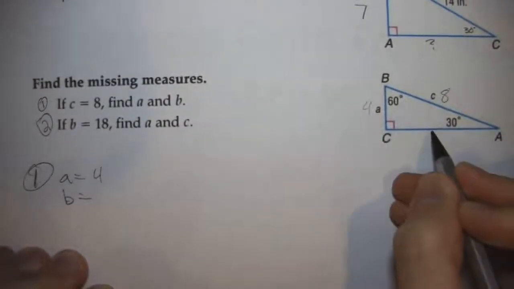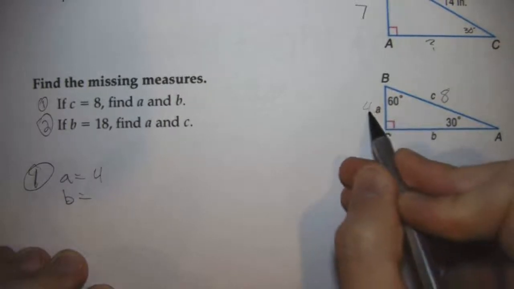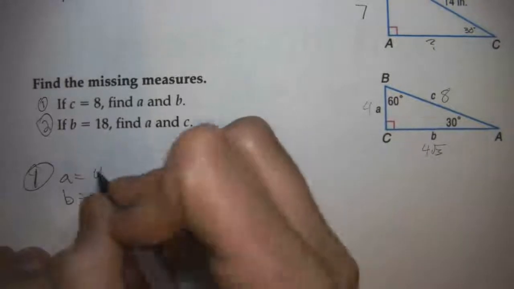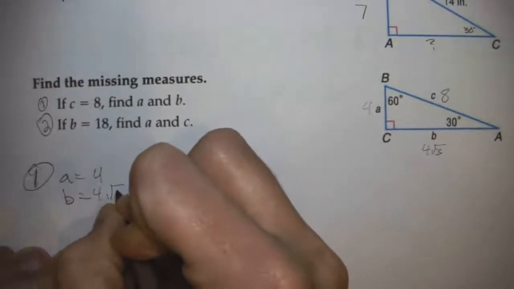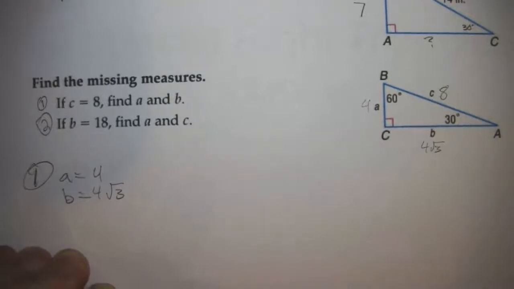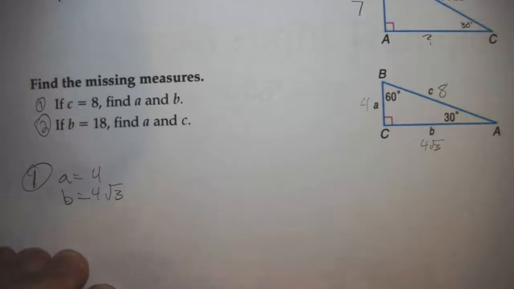B is opposite the 60, so it's that other side. So I'm going to take 4, multiply it by radical 3, and that's just 4 radical 3. No real big deal. And again, go ahead and leave that radical. There's no sense in typing it in a calculator unless you're asked to round. If you're asked to round to the hundredths or tenths or whatever, then obviously you'd have to. But in this case, it's just a lot easier to leave it alone.